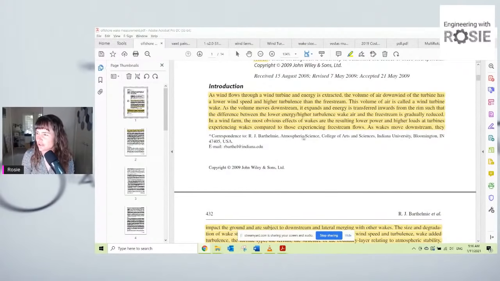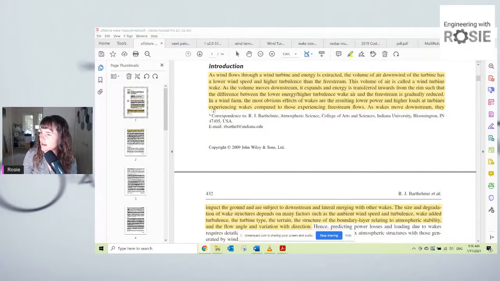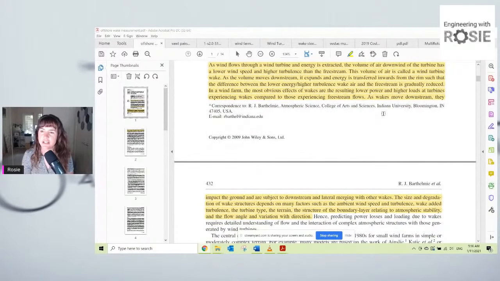So as wind flows through a wind turbine and energy is extracted, the volume of air downwind of the turbine has a lower wind speed and higher turbulence than the free stream. And then as it moves downstream, it expands and energy is transferred inwards from the rim such that the difference between the wake air and free stream is gradually reduced. And then the effect on wind farms, the most obvious effect is lower power on the turbines behind and higher loads at the turbines experiencing wakes compared to those experiencing free stream flows.